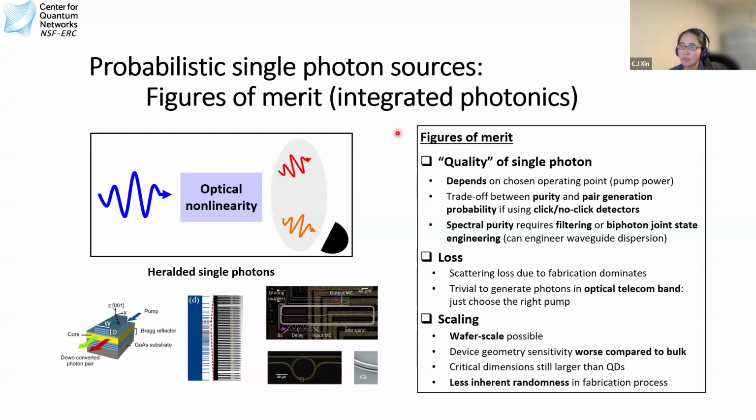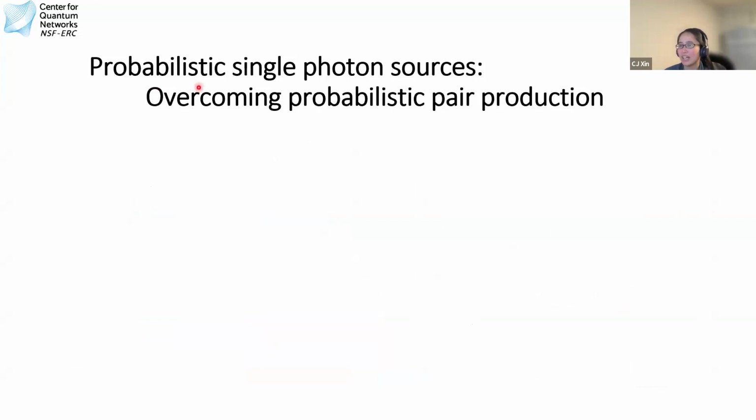Okay, so that about covers it for probabilistic single photon sources. I'm about to blast through single photon detectors next, but before we actually go there, let's take a little aside on actually, if we have probabilistic single photon sources, can we actually overcome the probability?